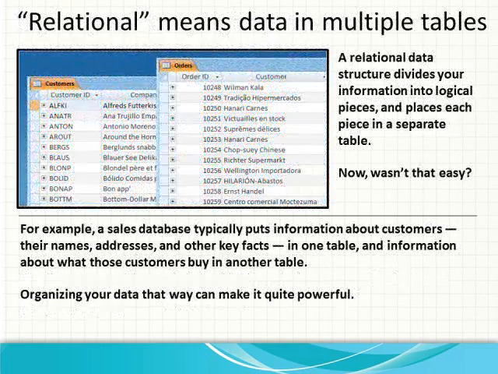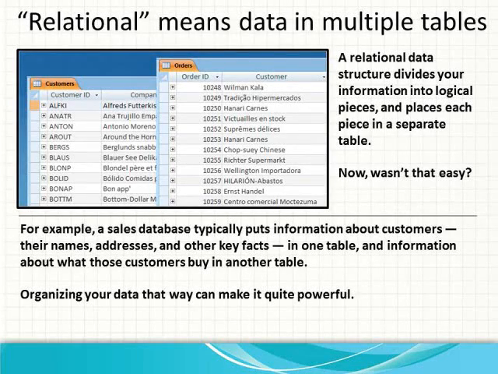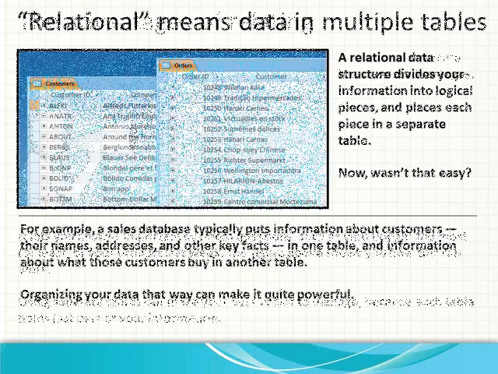What's meant by a relational data structure, well, that divides your information into logical pieces and places pieces in separate tables. For example, if we had a sales database, they typically put information about customers, their names, addresses, and other key facts in one table, and the information about what those customers buy into another table. Organizing your data in this way can be quite powerful.